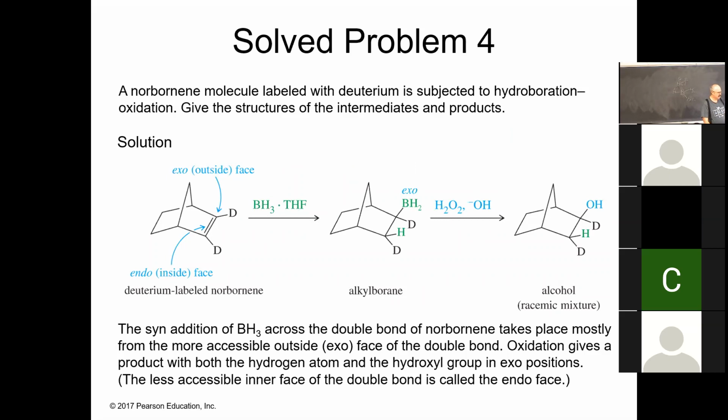Okay, this is another example of hydroboration. We obtain an alcohol. In this case, it's symmetric, and it turns out that the H and OH are added cis to each other. They're added to what is called the exo face, that is above the bicyclic system rather than the endo. We see that when these are labeled with deuterium.